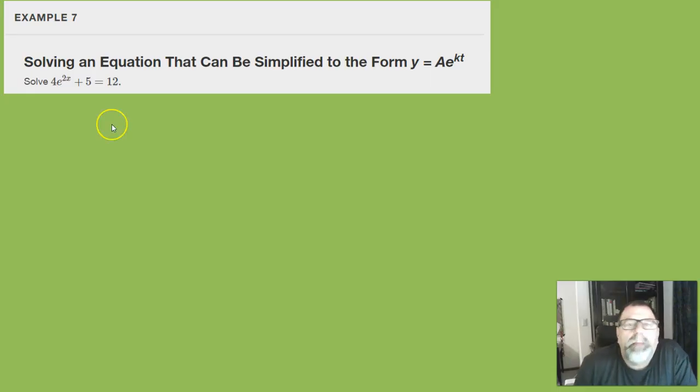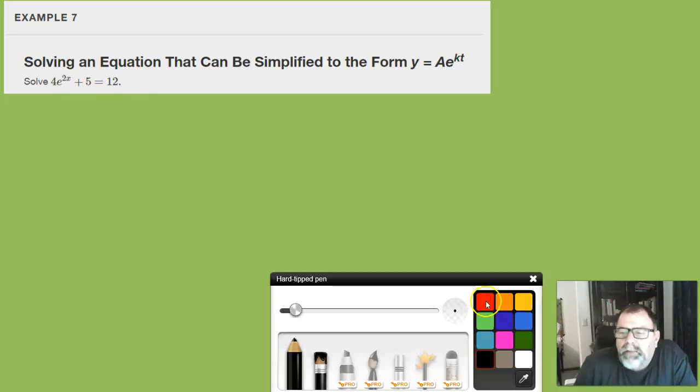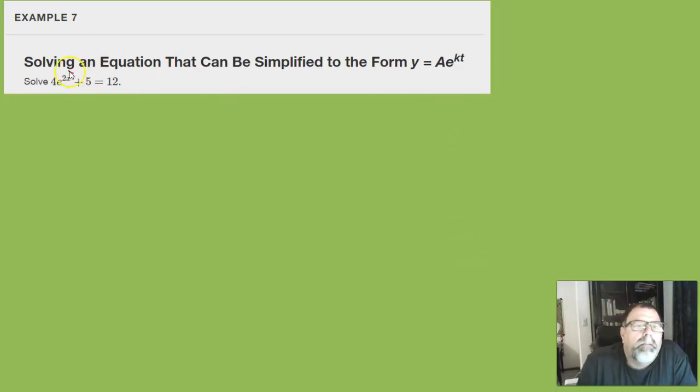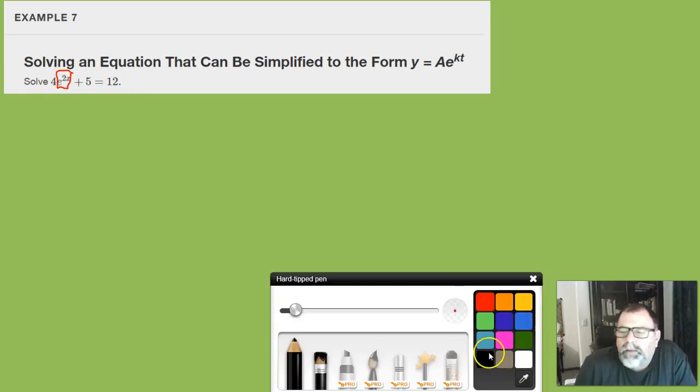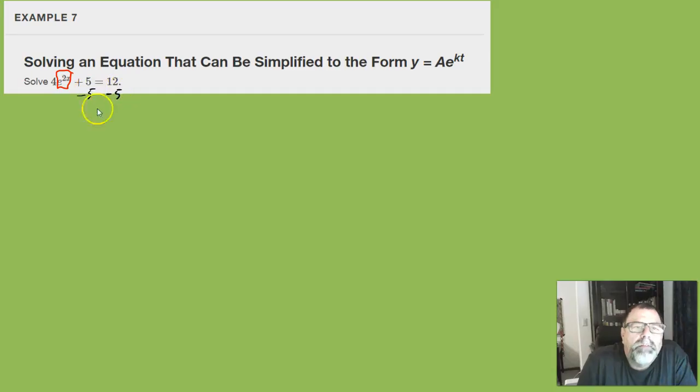Okay, let's look at example 7. Solving an equation that can be simplified to the form y equals a e to the kt. So again, the big idea is we want to get this e to a power all by itself. So we're going to subtract the 5 and then divide by 4, and then we can do ln to both sides. Okay, so we subtract 5.